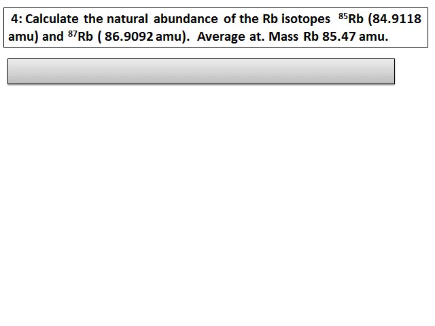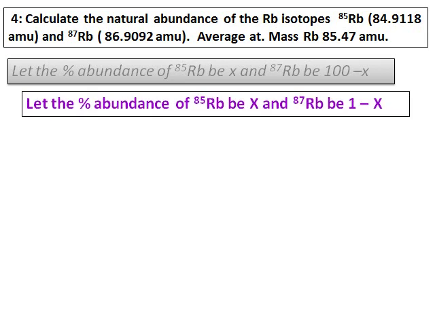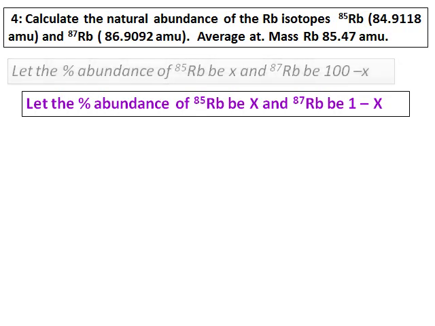Calculate the natural abundance of rubidium isotopes. The average atomic mass of rubidium is also given. So you must be wondering, this is the same question as we did before. But I'm just showing you one more method by which the same question can be handled. In the previous case, we assumed the percentage abundance of rubidium-85 to be X and that of rubidium-87 to be 100 minus X. Instead of that, we can also assume that the abundance of rubidium-85 is X and that of rubidium-87 is 1 minus X.